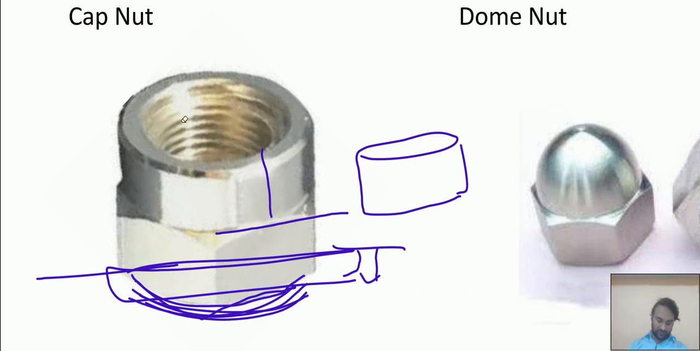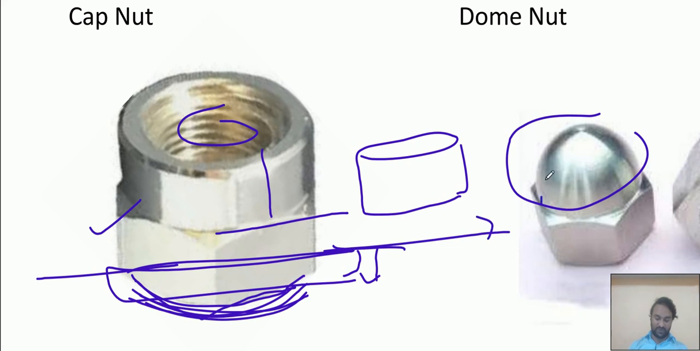So that leakage through the thread. If you are using this type of nut, it will stop the leakage. Again, the dome shape is almost the same way, but only the shape is different, having this dome shape. Again, you see the main application: hexagonal is there, so we can open it this way.